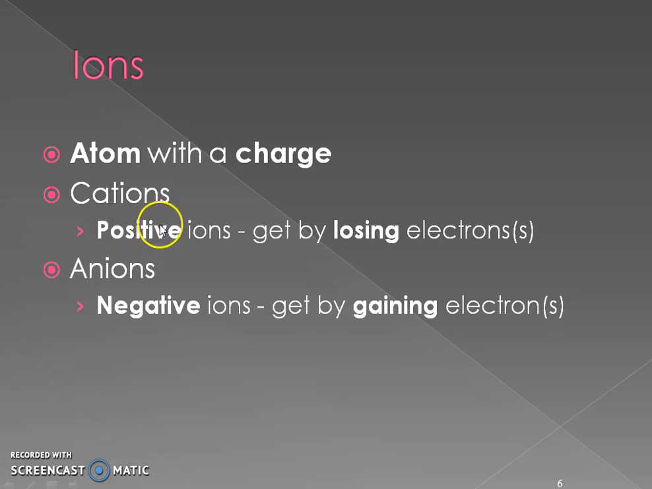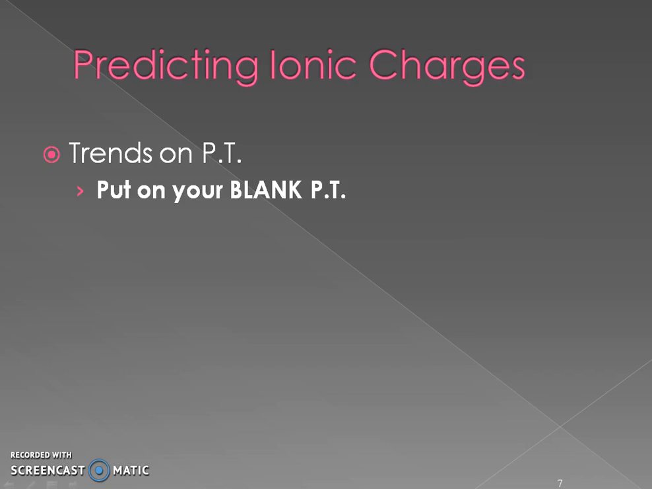When they form positive charges, we call them cations, and that's because they lost electrons. They now have more protons, which are positively charged, than electrons, which are negatively charged, and that's why they're positively charged ions. For the negative ions, we call them anions, and they gain electrons, and that's how they become negative, because now they have more negative electrons than they do protons.